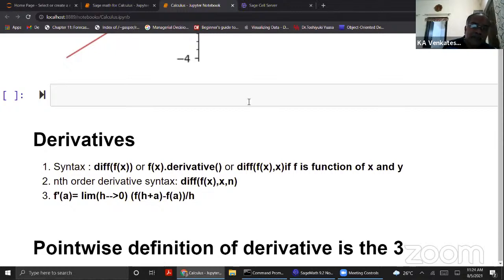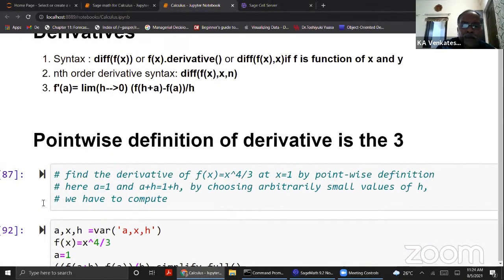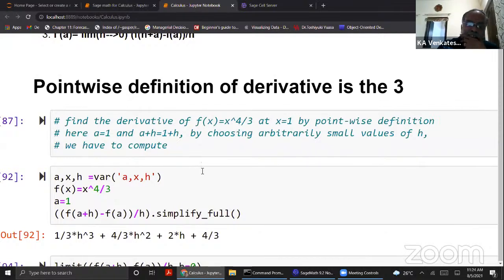So this pointwise definition is known to us. Limit h tends to 0, (f(h + a) - f(a))/h. So this is what is going to give us the pointwise definition. So we can say, find the derivative of f(x) = x^(4/3) at x = 1 by the pointwise definition. What is the meaning of that? You have to choose various values of h. So we can compute the same way like last time.